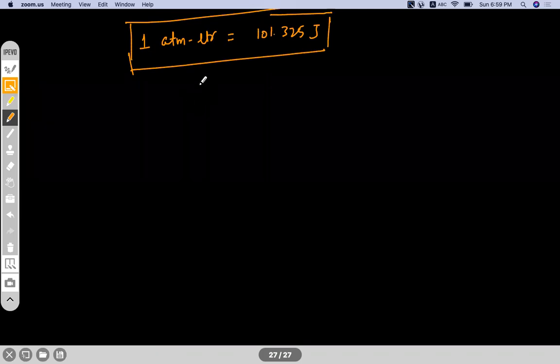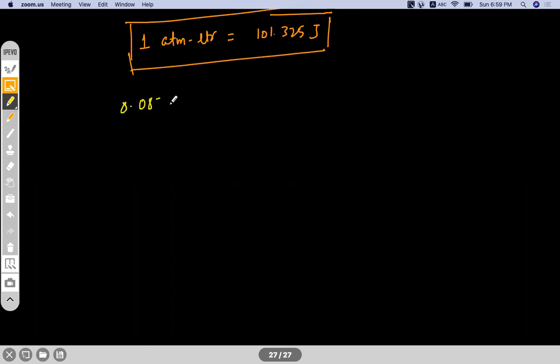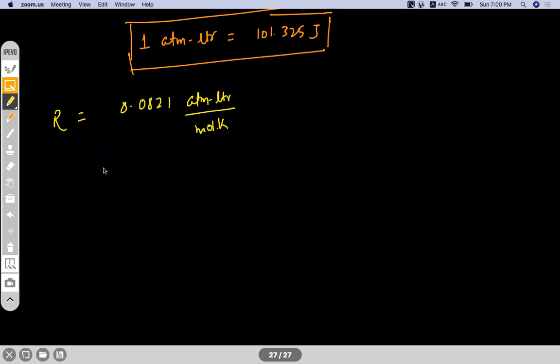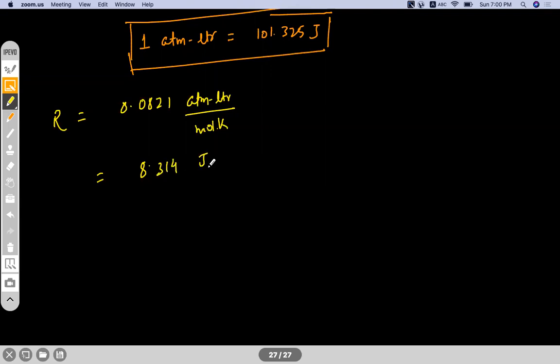Okay, or if you don't remember this, you must know the R value, 0.0821 atm liter per mole Kelvin, right? Atm liter per mole Kelvin. It depends on the option, but I would suggest taking this value only. Don't approximate it to 0.08. And we also know the R value is 8.314 joule per mole Kelvin.